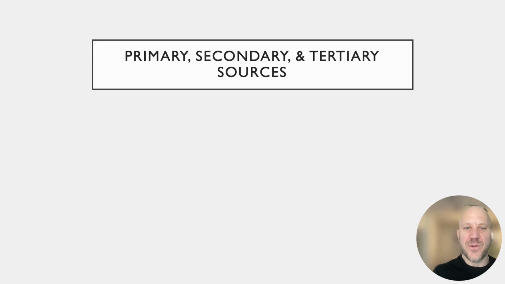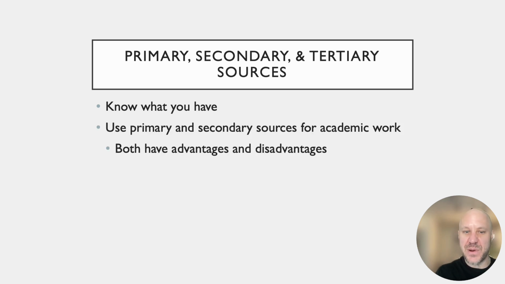So to summarize for you really quickly, primary, secondary, and tertiary sources, it can be hard to tell them apart, but primary sources, as we know, go as far back to the original context of that information as we can get. It's the artifact that we are examining, or it's an eyewitness account of a person who was there. So know what you have, if you have a primary or secondary source of information. Use primary and secondary sources for your academic work. Both have advantages and disadvantages. Primary sources, of course, we can't have secondary sources without primary sources, and those are the eyewitnesses. Of course, eyewitnesses make mistakes.